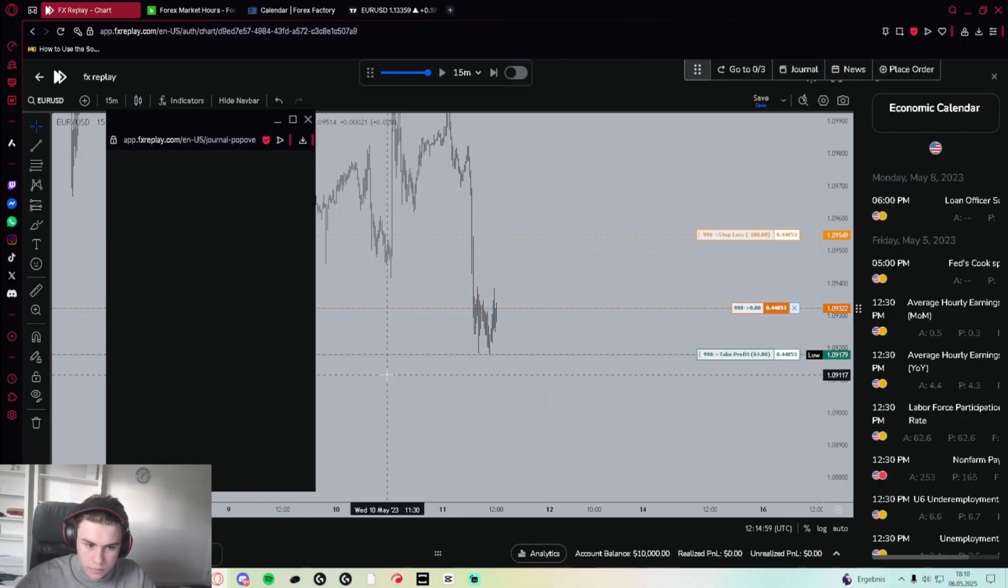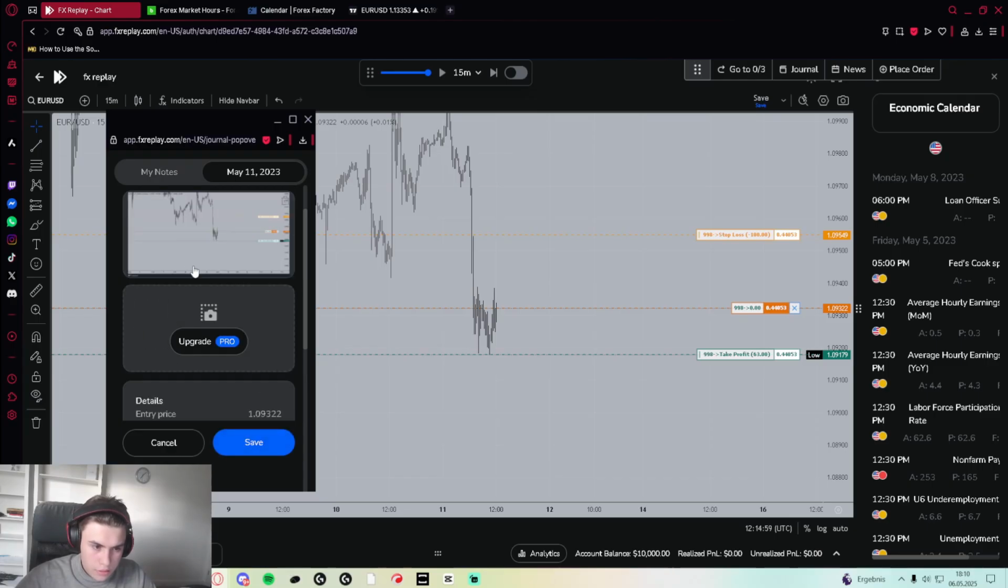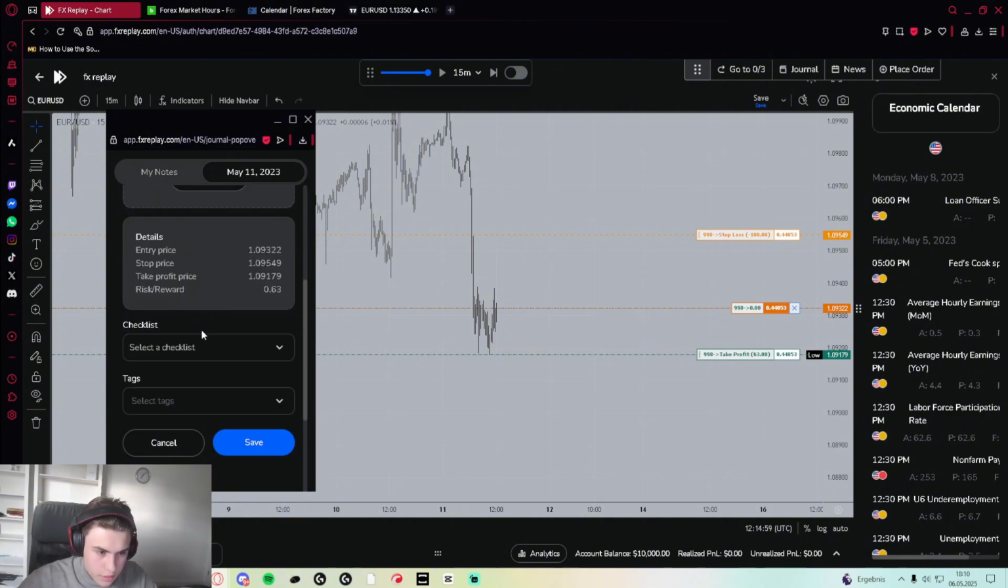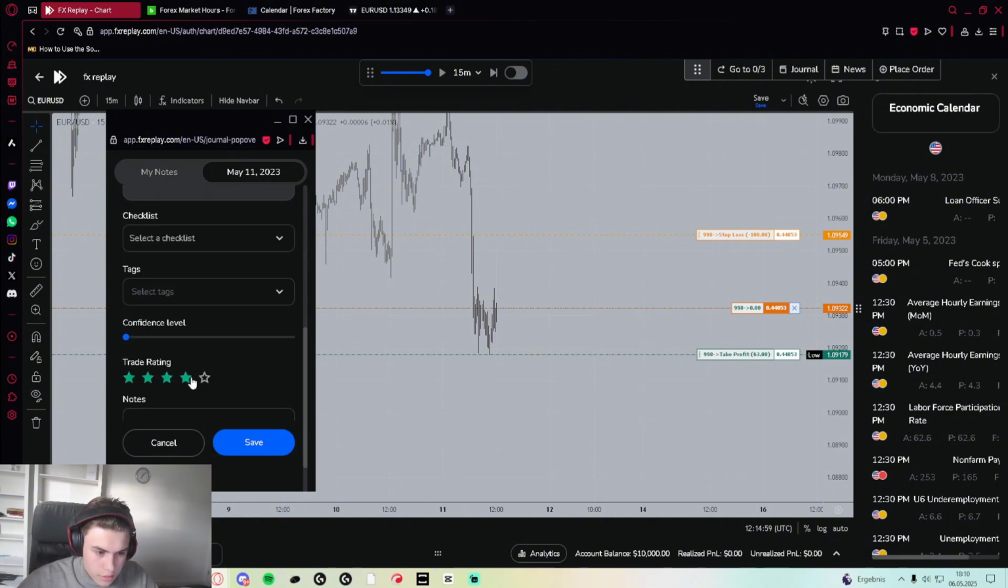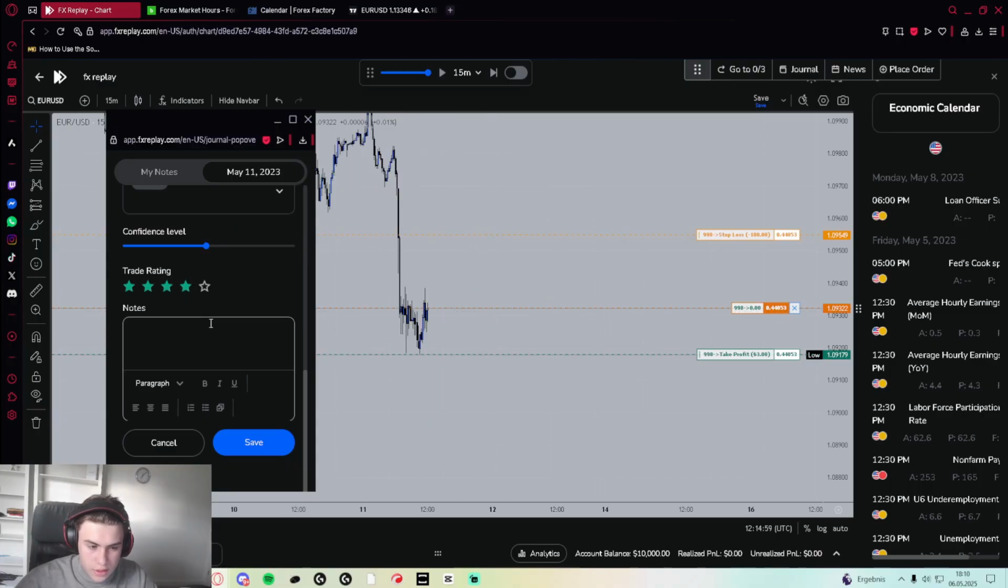Okay, save in journal. Then here I can make a screenshot of it. Taking a screenshot, the title, first trade, or just the date, checklist, none, tags, I can create a tag, shorts, okay, short, confidence level, how much I'm confident that I'm gonna win this trade, rating, so how good is the setup, and then I just note, I go short, because, okay.